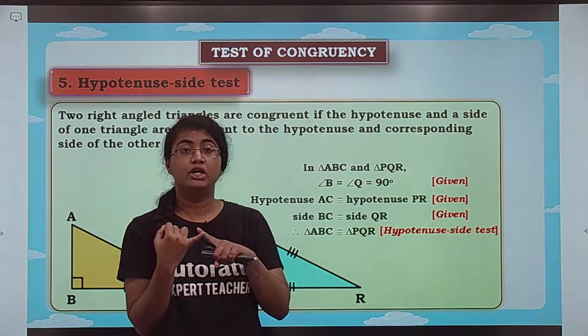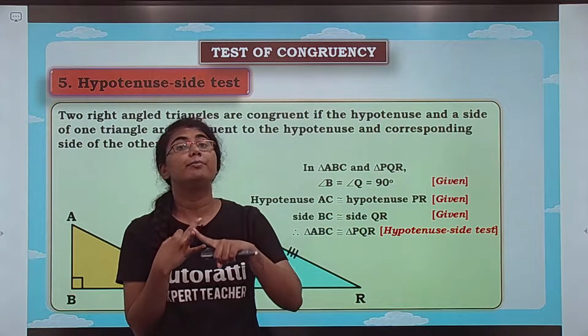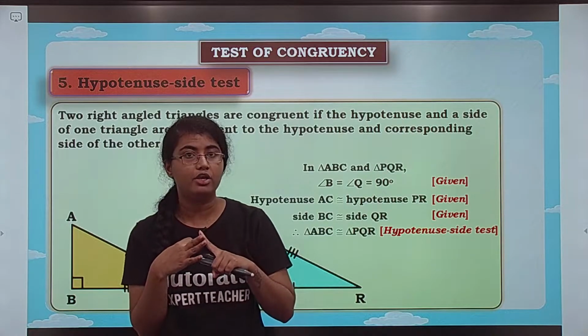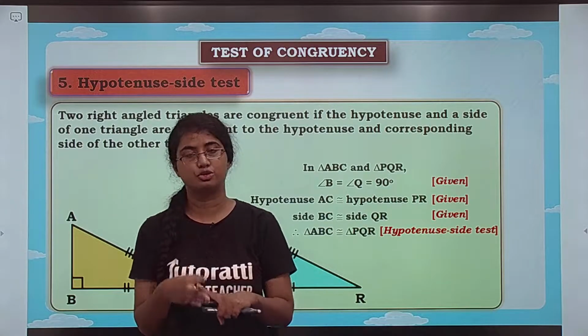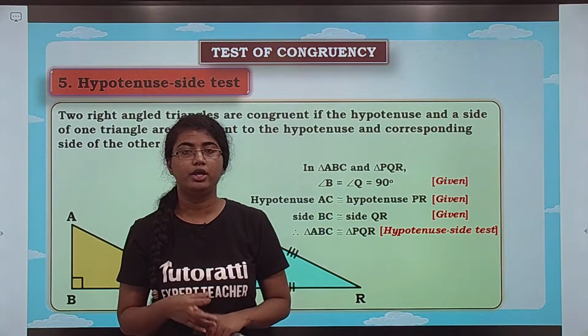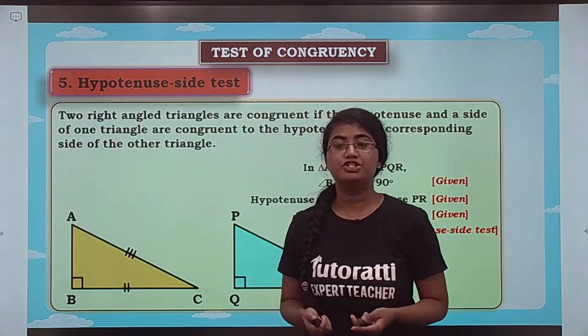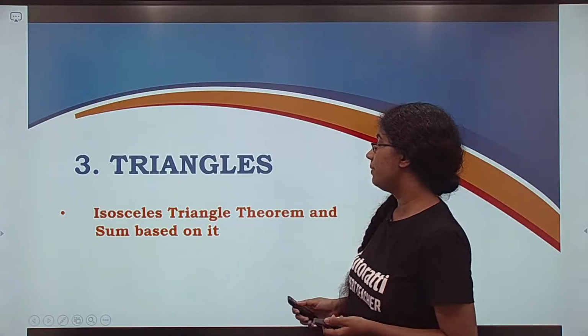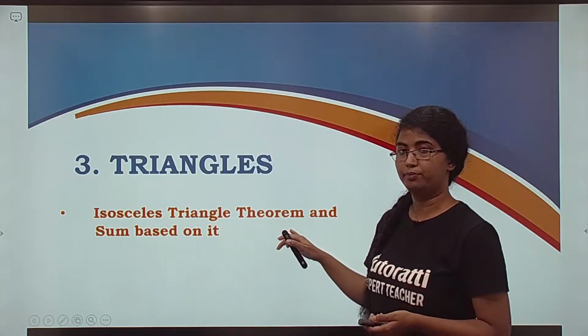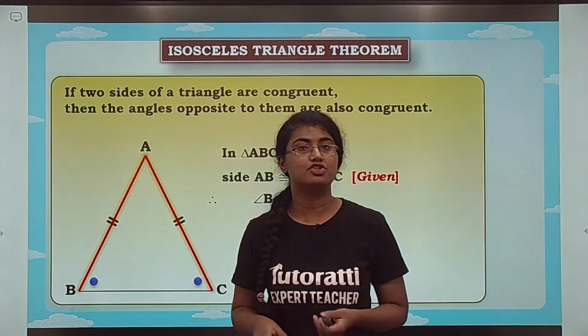Three conditions: right angle होना चाहिए, hypotenuse is congruent होने चाहिए, and one of the two remaining sides should be congruent as well. Okay, and that is all with tests of congruency. Okay, let's proceed to the next topic. The next topic is isosceles triangle theorem. Okay, we are going to talk about isosceles triangle theorem.